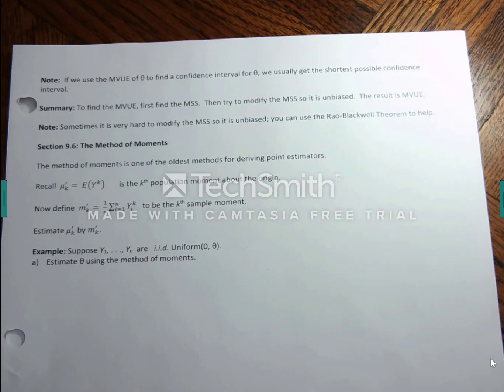So kind of a summary of this section is we try to find the MVUE, and to do that, we first find the MSS. And then we modify the MSS so it's unbiased because we want a function of that minimal sufficient statistic. And the result of that is going to be the MVUE by Lehmann-Scheffé. Now, just a note here, sometimes it's very hard to modify the MSS so it's unbiased. And so you can use the Rao-Blackwell theorem to help. So this concludes the section 9.5 notes.